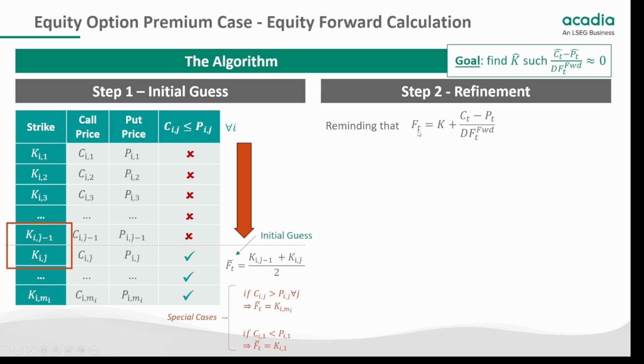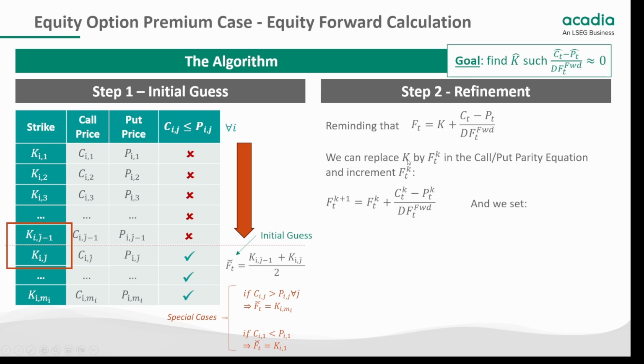Reminding that this is the equation for the forward call put parity, we can replace the strike value by a discretized value of the forward price, because after all, it's all just a notation, and the equity spot, the equity forward, and the strike are on the same axis. Now, after setting the value of our first iteration to the initial guess we calculated in step 1, if we consider that the equity forward value is the next increment at k plus 1 of our forward price at increment k, we obtain an iterative process which adjusts the forward value at each iteration.